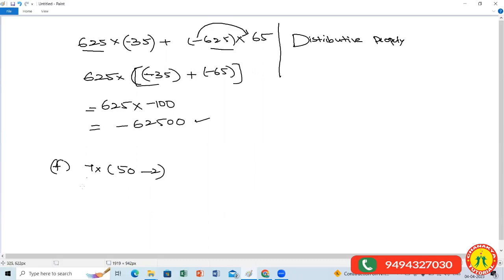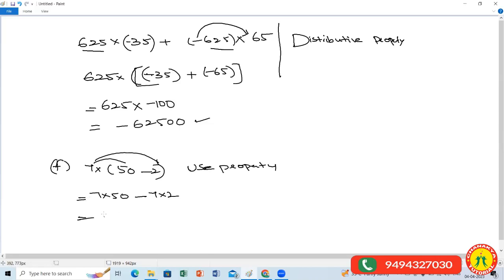Yes. Next, who is mother here? Ma'am, 7. Very good. Who are children? Ma'am, 50 and negative 2. Come on, tell the next step, what should we do? Ma'am, we should subtract negative 2 from 50. No, we should not do that first. We are using properties. Use the property. Okay, ma'am, then we should do 7 into 50. Very good. Minus 7 into 2. That's all. Great work.